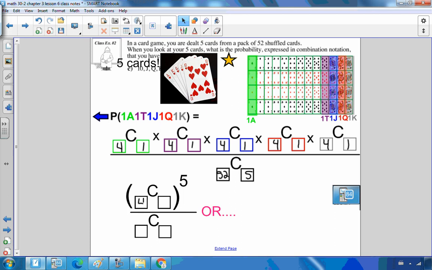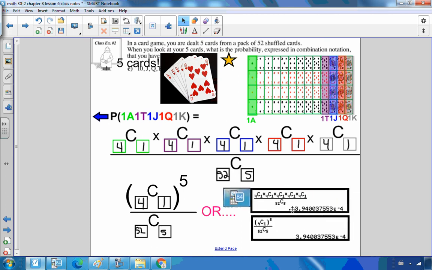So instead of punching that all into my calculator, I can say 4C1 to the exponent of 5 divided by 52C5. So just to show you it doesn't matter which way you do that, you can see I entered both ways into my calculator and I did get the answer. The probability is quite small, but they are equal. So 2 different ways you could look at that question.